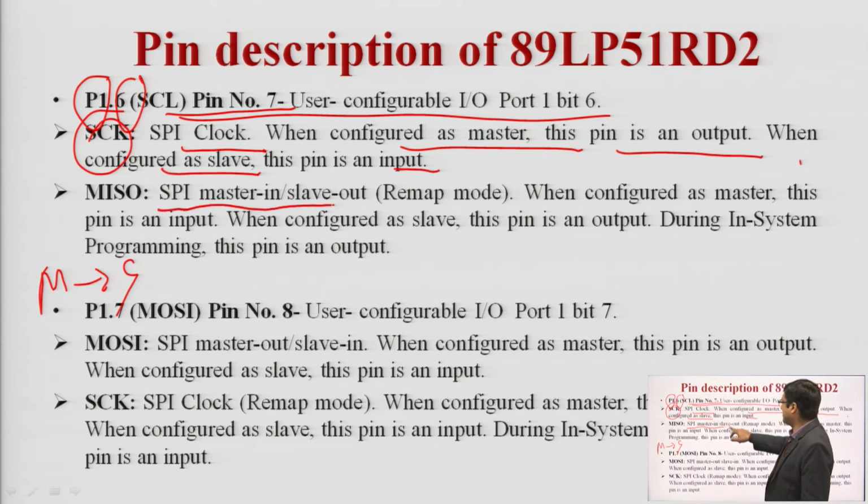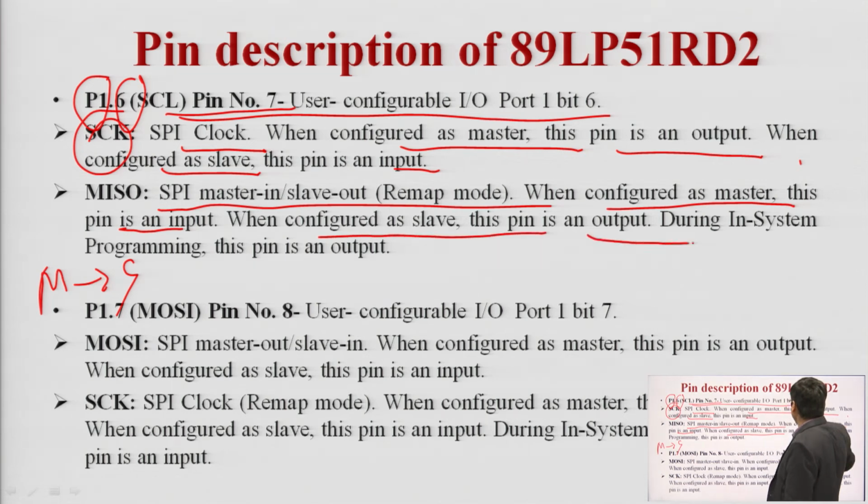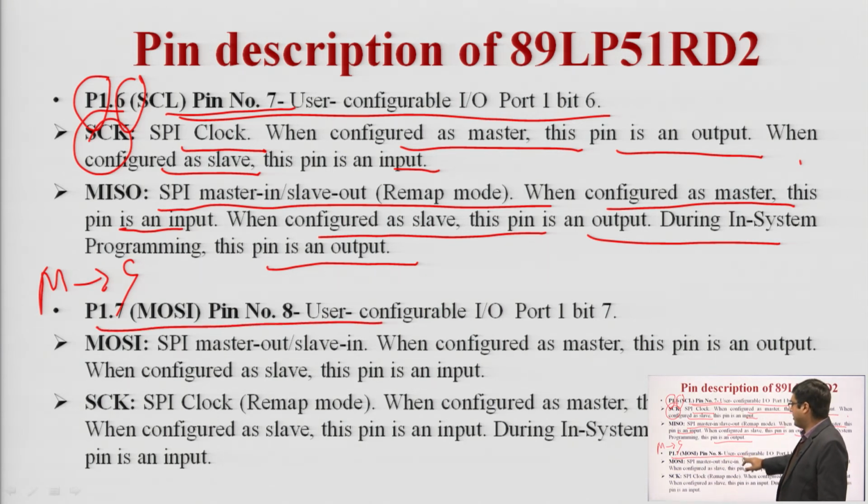MISO, SPI master in slave out, works on the remap board. When configured as master, this pin is an input. When configured as slave, this pin is an output. During in-system programming, in the default mode, it works as an output when there is no specific configuration for input and output. After that, we have P1.7, that is MOSI, pin number 8. This is basically user configurable.